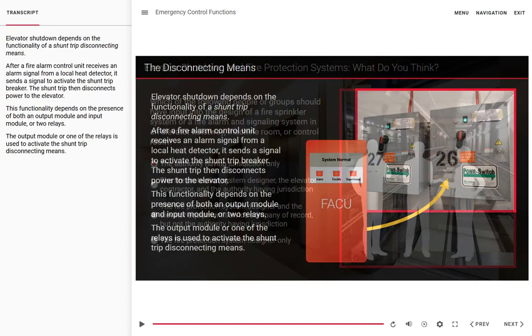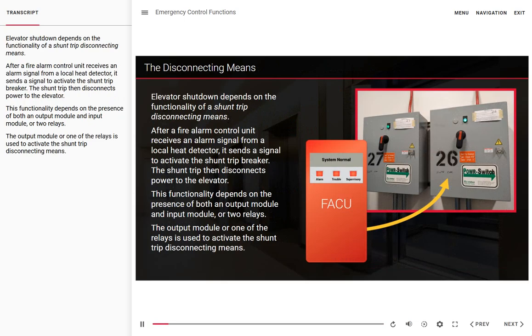Sorry. Elevator shutdown depends on the functionality of a shunt trip disconnecting means. After a fire alarm control unit receives an alarm signal from a local heat detector, it sends a signal to activate the shunt trip breaker. The shunt trip then disconnects power to the elevator. This functionality depends on the presence of both an output module and input module, or 2 relays. The output module or one of the relays is used to activate the shunt trip disconnecting means.